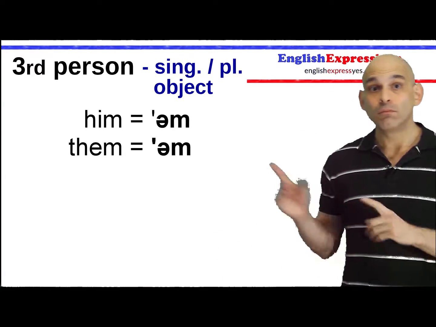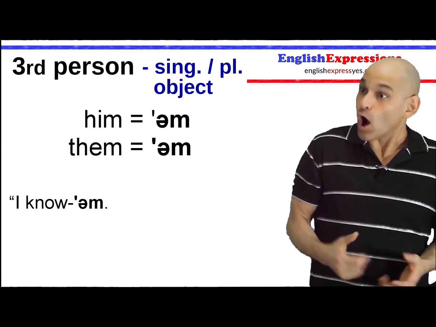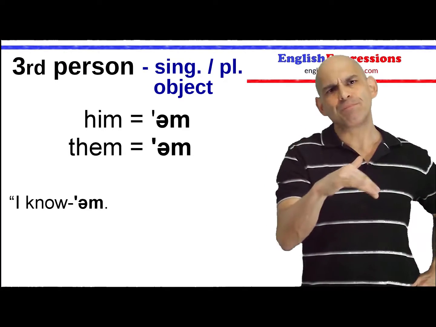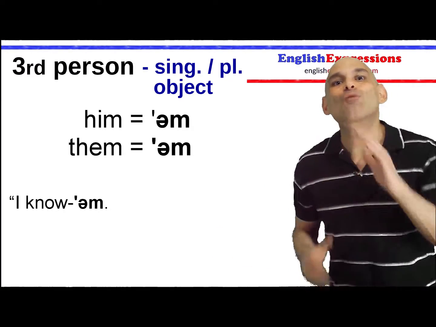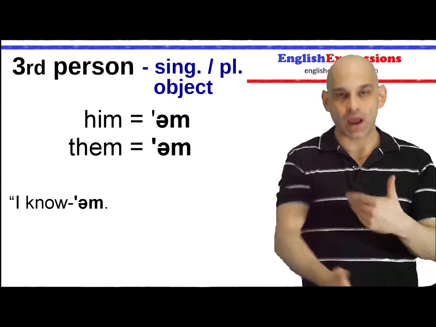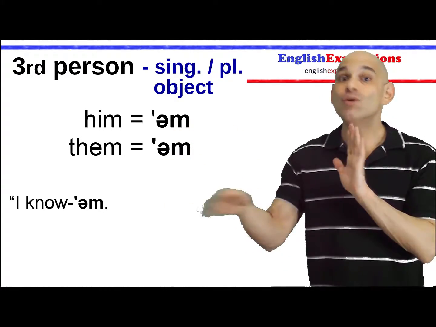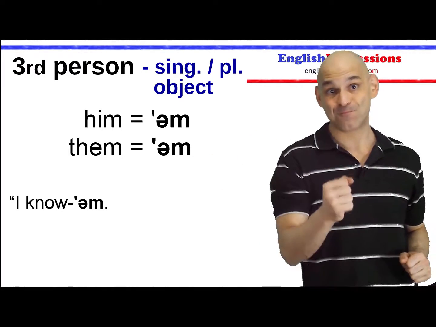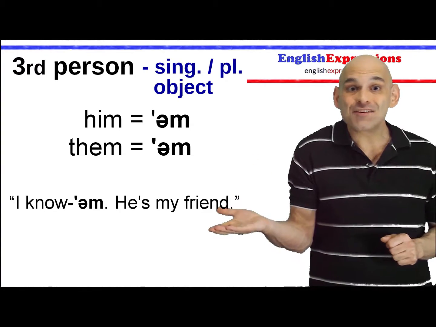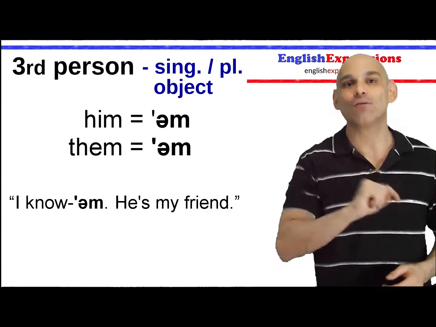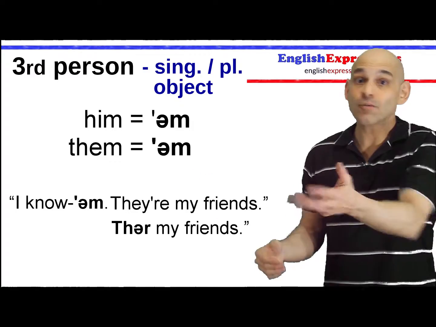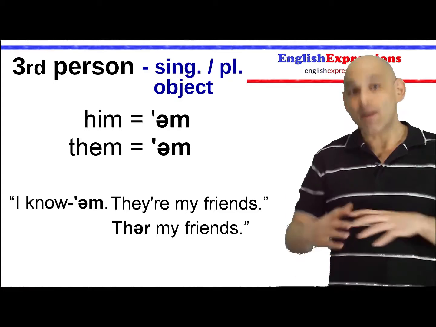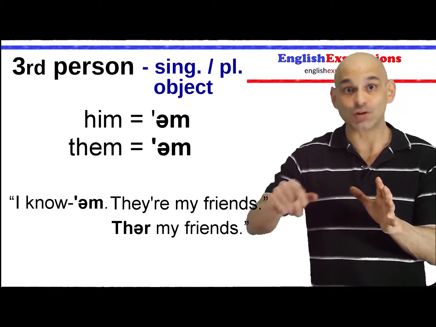Now, how do we know which one we're talking about? So for example, this sentence, I know him, I know him. Are we talking about him or them? How do we know? Well, remember, we are using the pronouns. So the person we're talking to, they will know who we're talking to. So we'll say this for him or them. I know him. He's my friend. You see, here I'm talking about one man or one boy. I know them. They're my friends. You see? We use it for "they," "them" as well. Plural, the plural third person object pronoun.